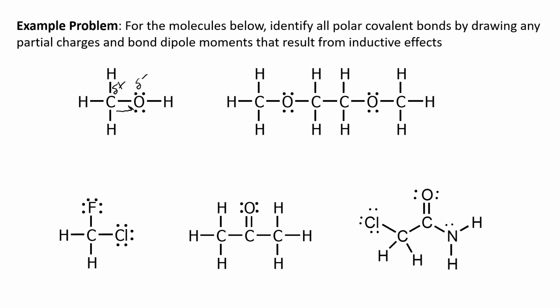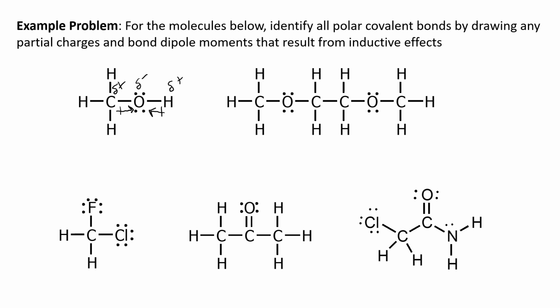And we draw that bond dipole moment in, pointing towards the more electronegative atom. We also notice the oxygen-hydrogen bond is a polar bond, so we put our partial positive on the less electronegative. The oxygen already has the delta negative. We draw our bond dipole moment in, pointing towards the more electronegative atom.